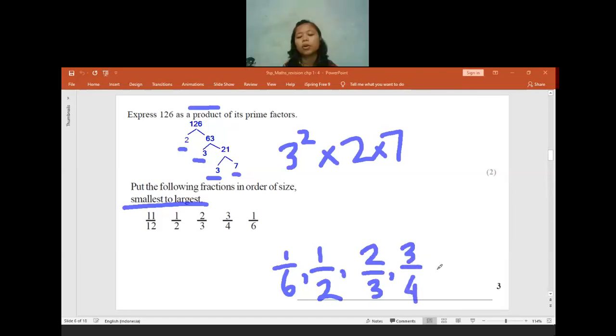Is there anyone who gets confused how to do this? If you are getting confused, there are two ways to do it. You can change all of the numbers into decimals. You can use a calculator to change them into decimals, and then you can reorder. The other way, you can make all the denominators the same, and you can write them in order. Is there anyone who still gets confused before I move to the next question? Very good. Okay, I'll move to the next question.